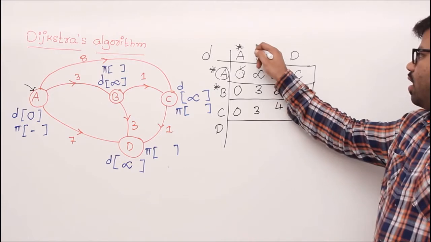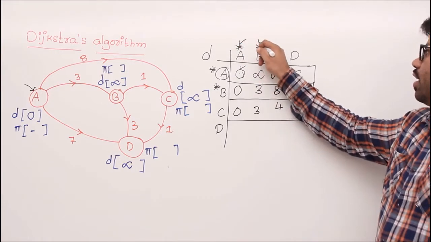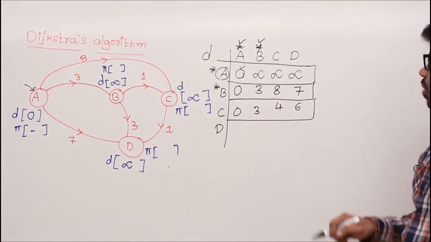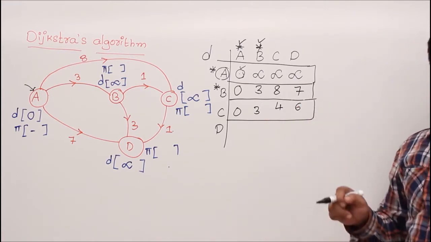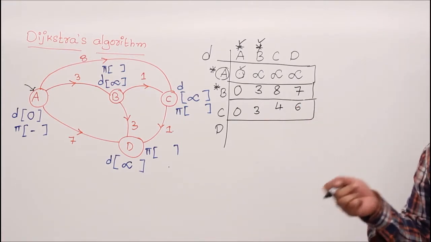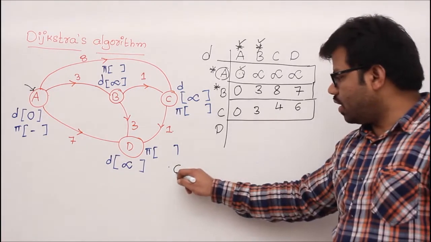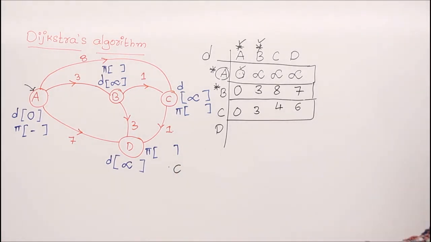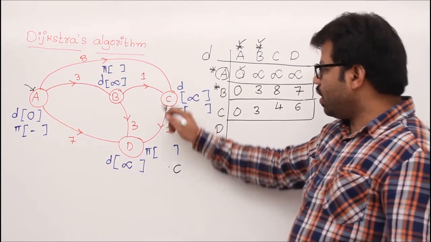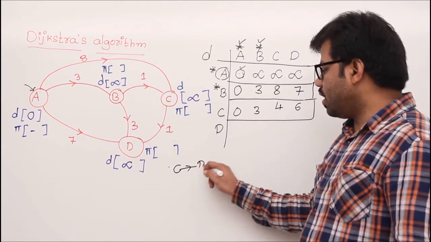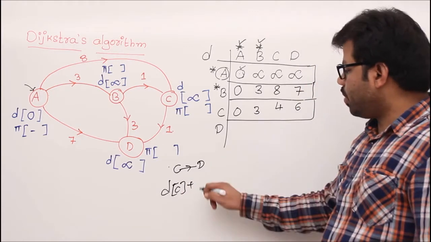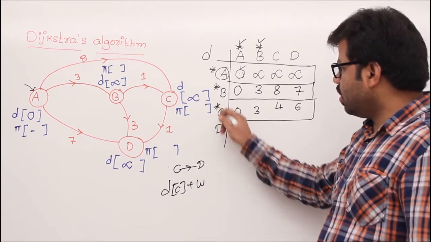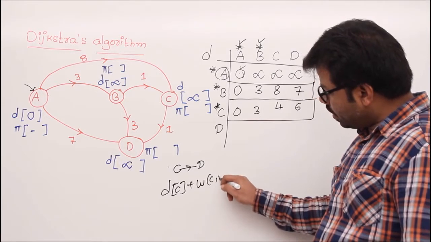Now A and B are already marked. So they got relaxed. Now we have to pick up a vertex whose D value is minimum. 4 and 6. Which one? C. Then C is going to teach others. Now we have to relax all the edges of C. Let's relax all the edges of C. So C has only one edge, which is C to D. Let's relax it. So distance of C plus weight of CD.